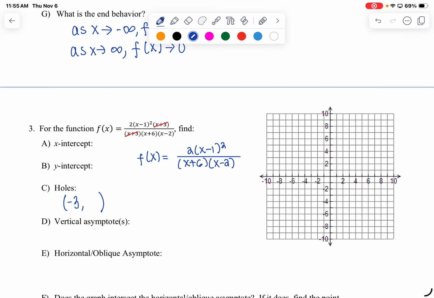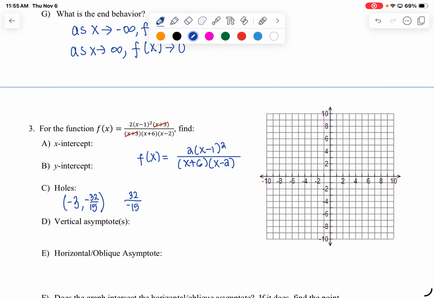Okay. All right, so plug in -3 to see where the y value of the hole is. So -3 minus 1 is -4. -4 squared is 16. 16 times 2 is 32. I don't want to lose that in my mental math here. Plug in -3 in the denominator. I get 3 times -5, which is -15. So I get -32 over 15, which is not simplifiable, so I'm just going to leave it. I could change it to -2 and 2/15, but I don't need to.